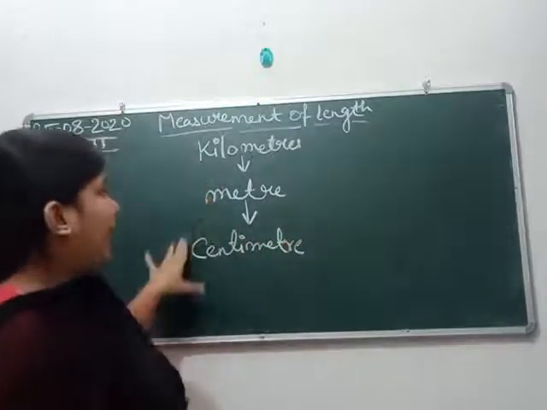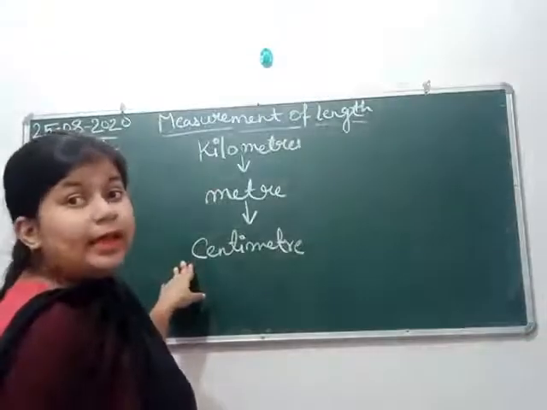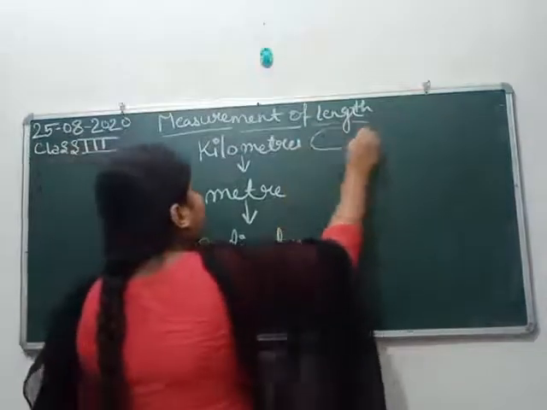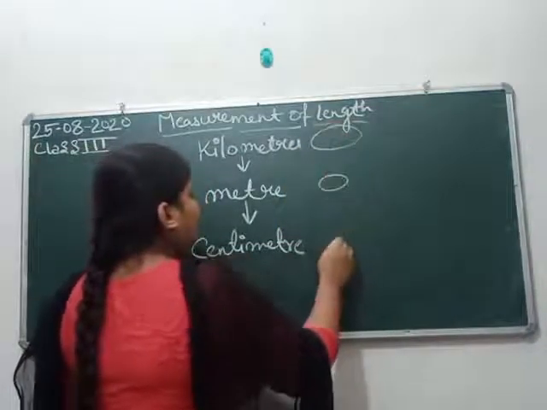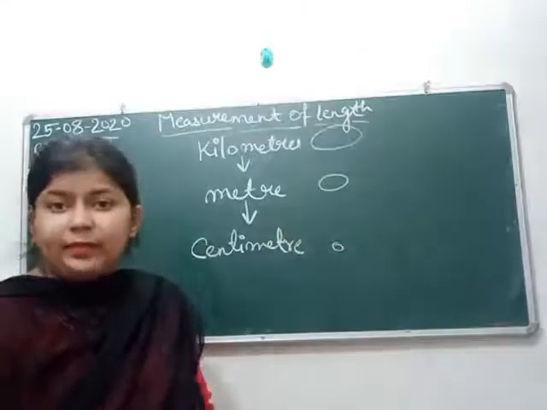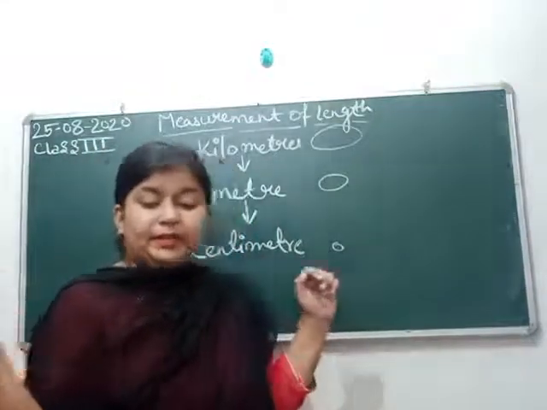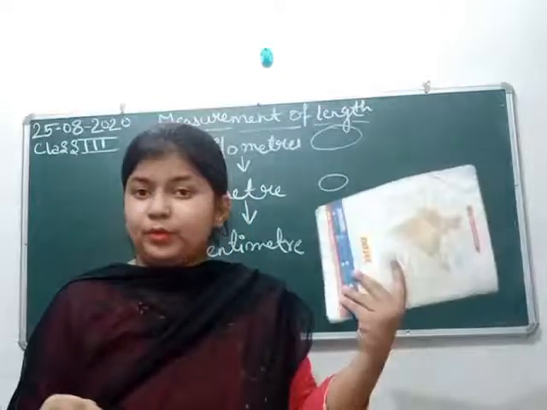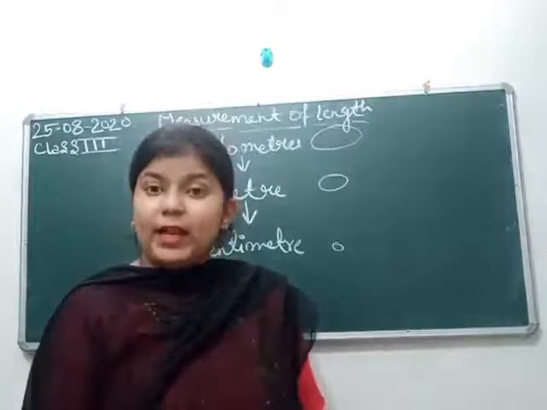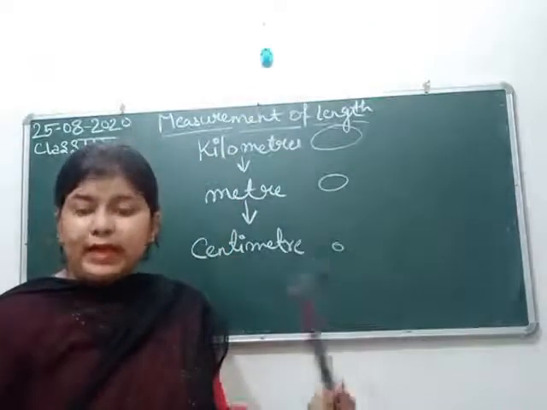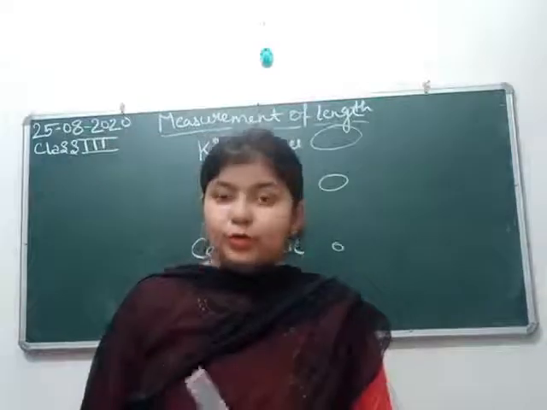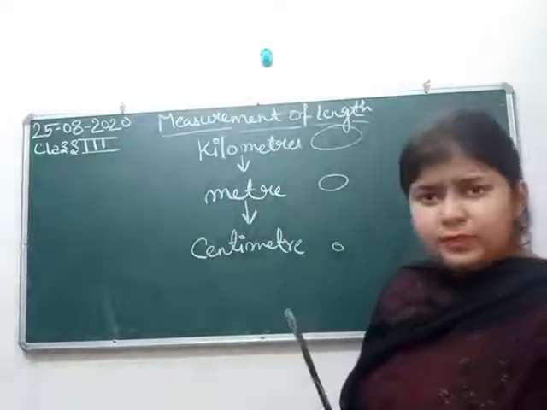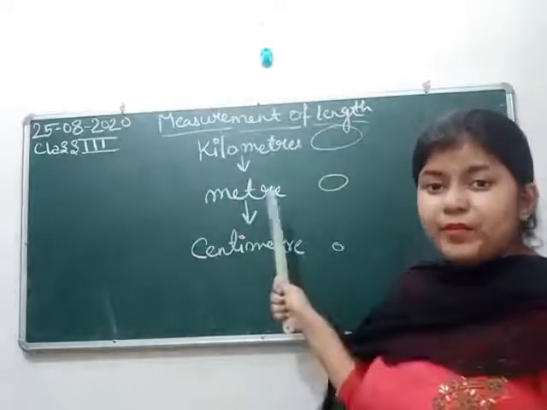See, so here I have arranged these units in descending order. Descending order means this unit is the biggest one, this is a bit smaller, and this is the smallest. So where do we use centimeter? Suppose I have to measure the length of this book. There I will use centimeter to measure the length of the book, the length of the table. We will use centimeter.